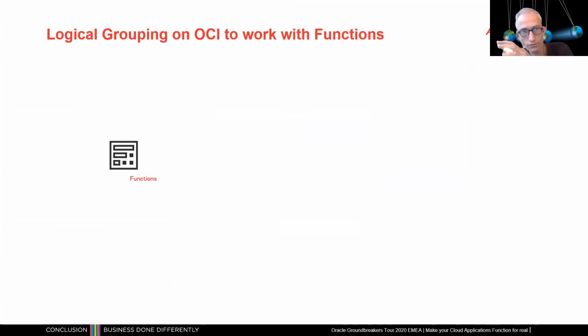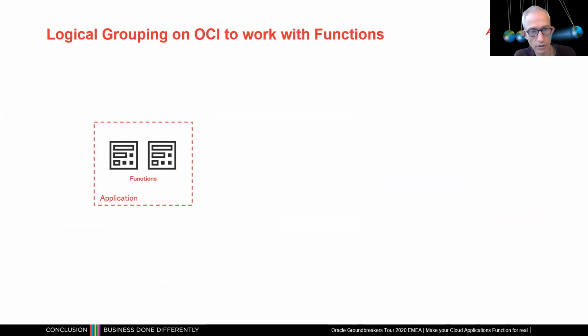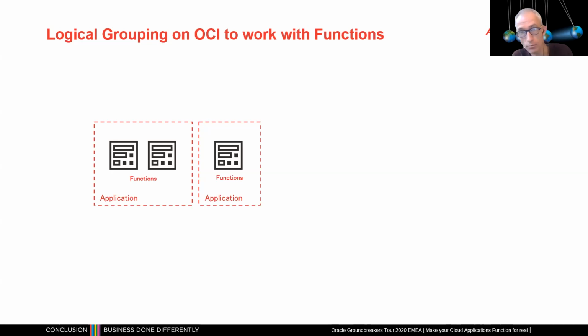So in terms of how does this work on OCI, what's the logical structure? Well, the functions live inside applications, and there can be multiple applications, and each application can have multiple functions. The limit, by the way, is 20 applications in a tenancy. I'm not sure why there is this limit. The application itself is a fairly innocuous construct, but there's the limit.